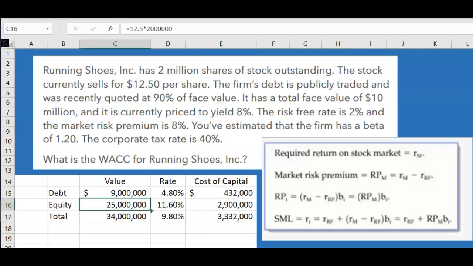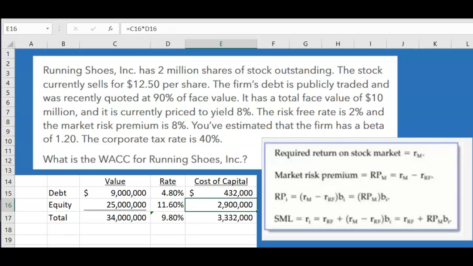So the total cost of capital, what am I doing? I'm dividing. And we come up with 9.8. I'm going to make that bold because that's the answer we're looking for. The weighted average cost of capital for this problem is 9.8%.